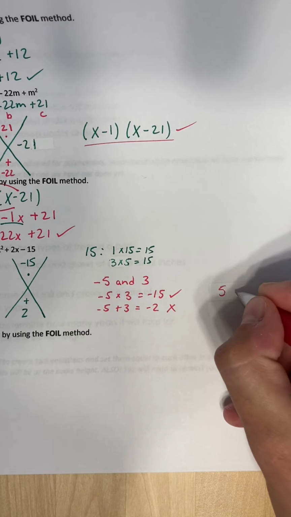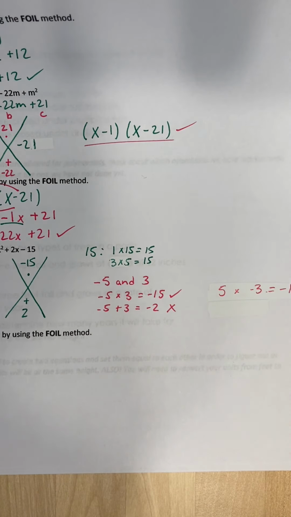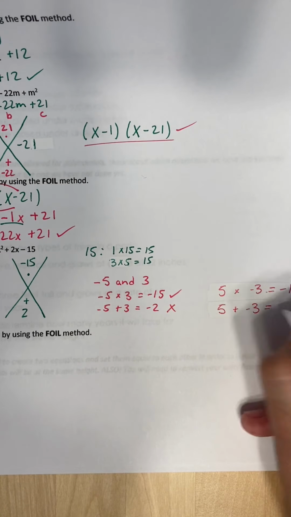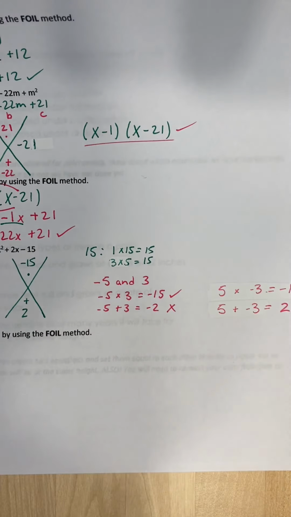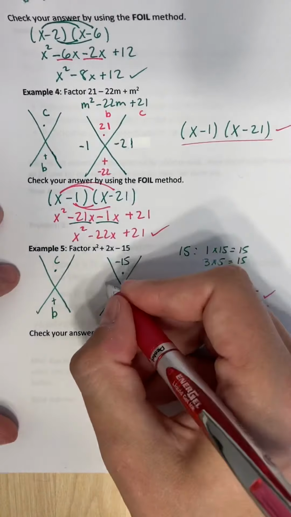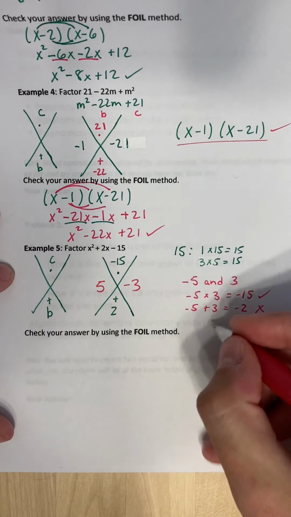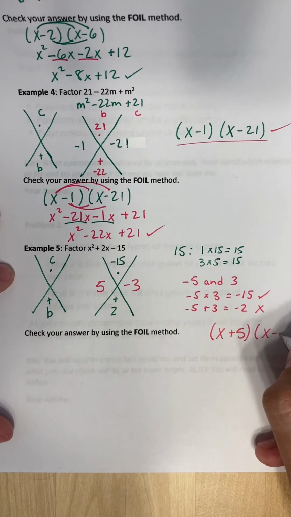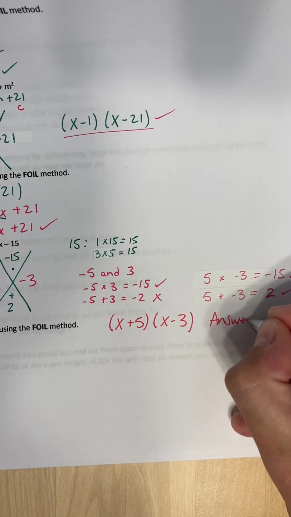Let's do positive 5 times negative 3. That gives us negative 15, which is good. And then positive 5 plus negative 3. What does that give us? Oh, well, that gives us a positive 2. Is that what we wanted? It was. So we found it. So 5 and negative 3 go here. And then our answer would just be x plus 5 and x minus 3. So this is your answer.